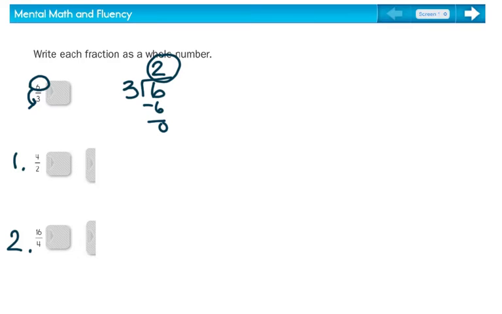Number 2, how many 2's are there in 4? There are 2. And how many 4's are in 16? 4. Go ahead and erase your whiteboard. Once you've erased that whiteboard, let's try some more.